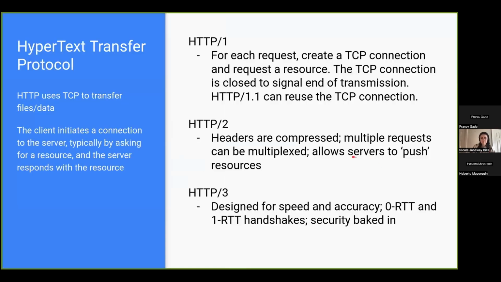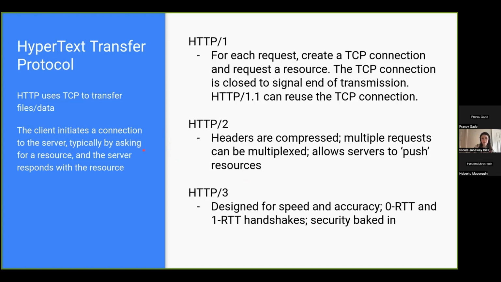Next, we come to the Hypertext Transfer Protocol, which is a layer on top of the Transmission Control Protocol and is used for sending files and data and API calls and so on. As with TCP, the client initiates a connection to the server and asks for a resource like a web page or an API, and the server responds with the resource.